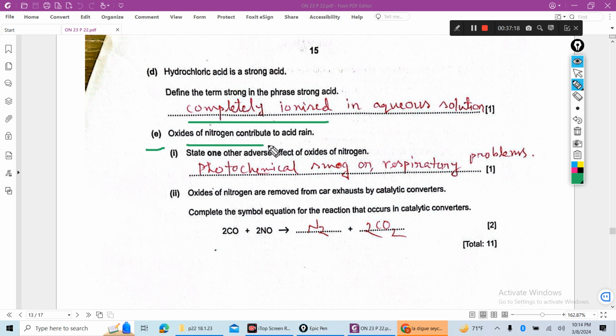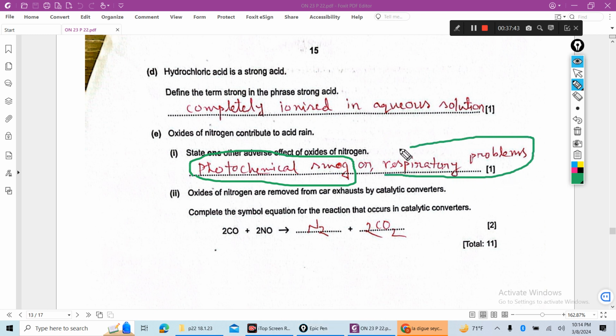E, oxides of nitrogen contribute to acid rain. 1. State one other adverse effect of oxides of nitrogen. Photochemical smoke. Nitrogen oxide reacts with unburned hydrocarbon to produce photochemical smoke, or you can write respiratory problems. You also get the mark.